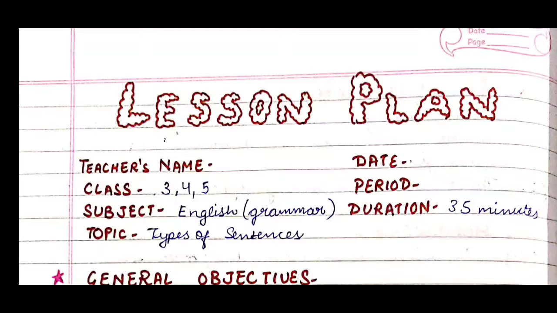After that we'll write topic. So our topic is types of sentences. Then we write date on which we will be teaching, and then period, and then duration. How much time do you need to teach this topic? So it will take approximately 35 minutes. So I've written that. If you take more, then you could write more.